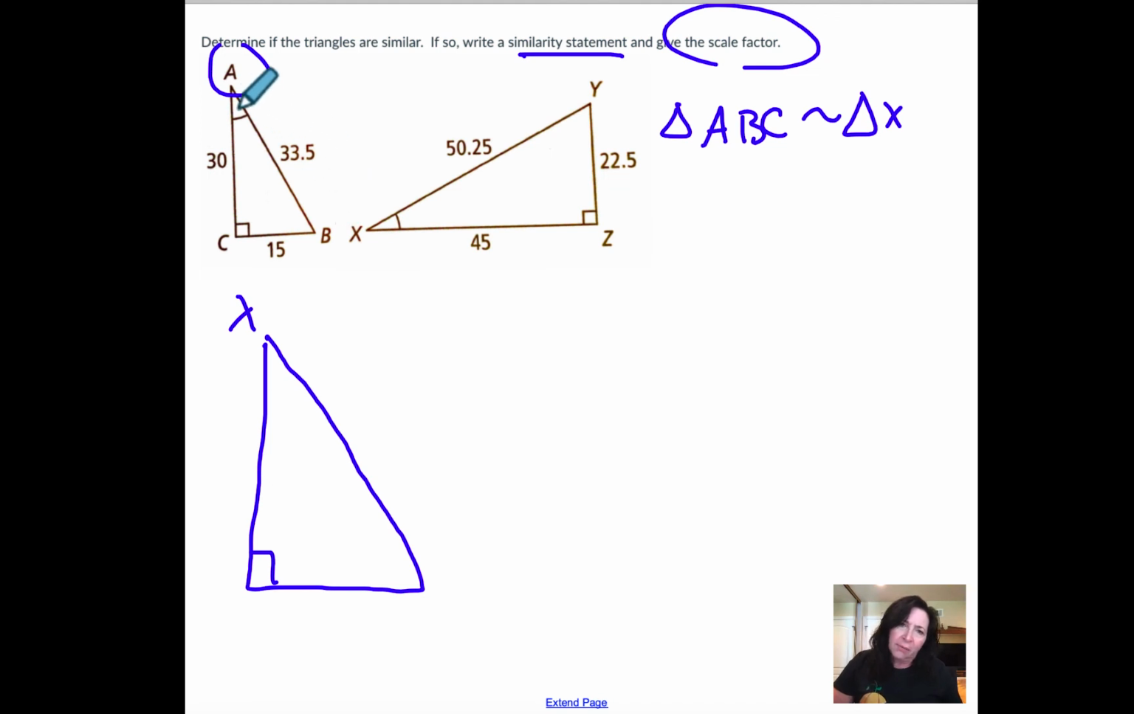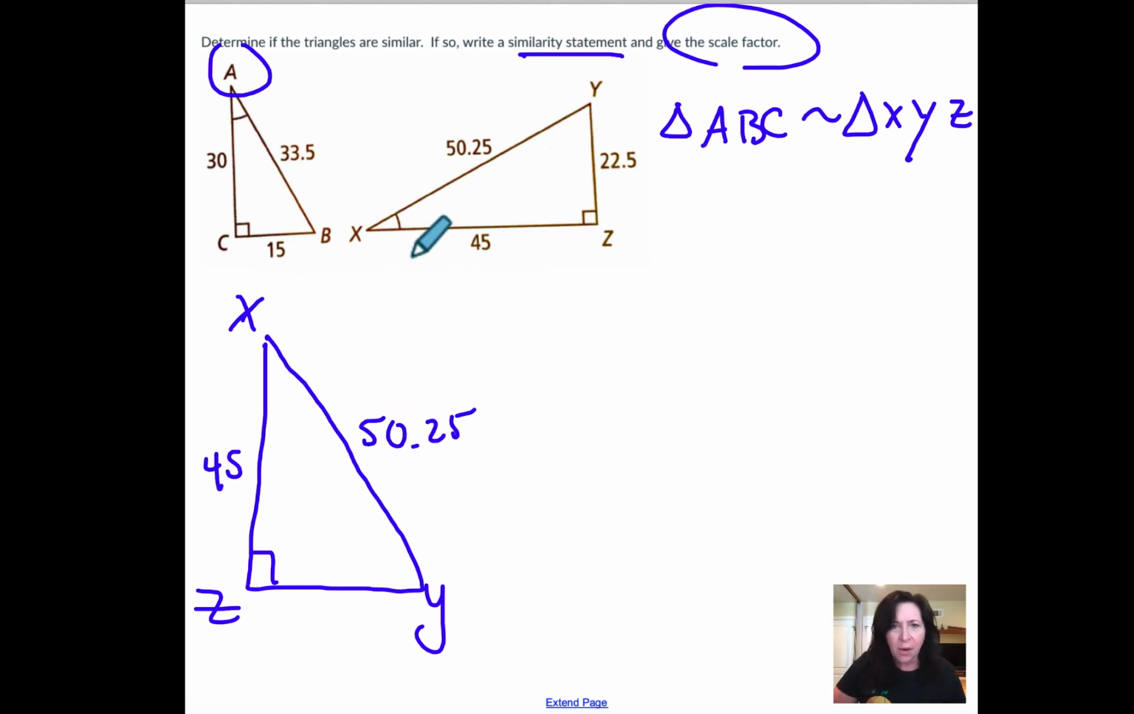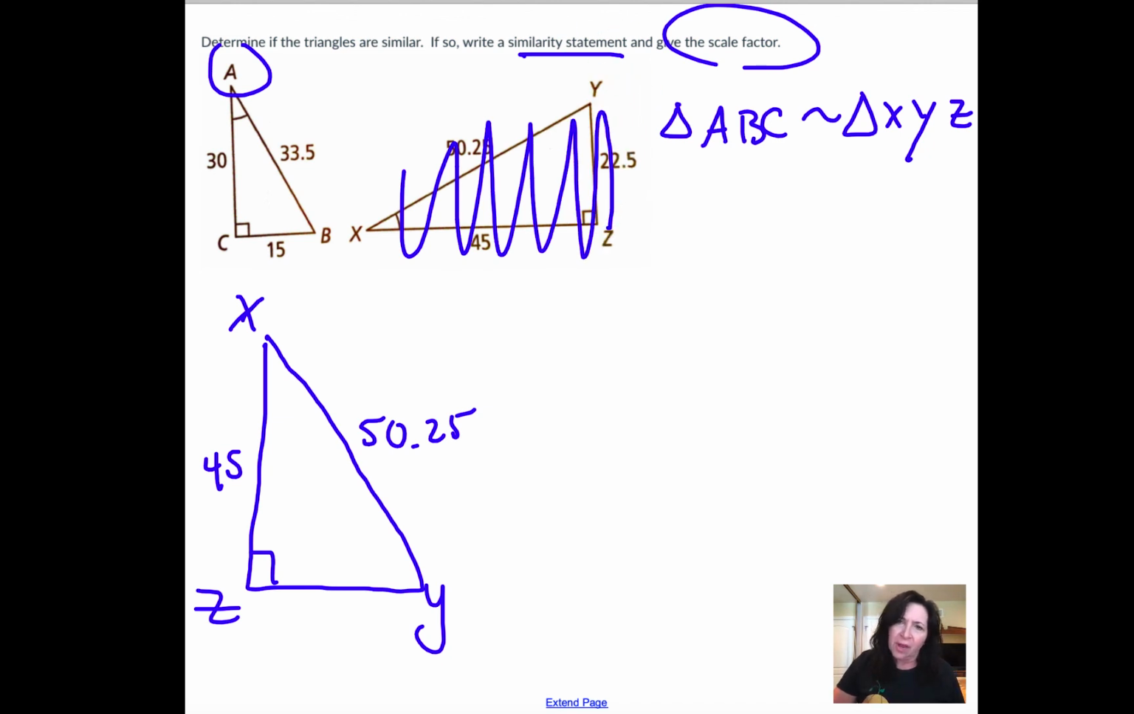And then what did they do? They went A, not right angle B. So I'm going to go X, not right angle Y. So X, Y, and then Z. So if they are similar, this is what it would look like. That would be Z. This would be Y. XZ would be 45. XY would be 50.25. And I missed a side. Hold on. 22.5. Okay. And this would be 22.5.